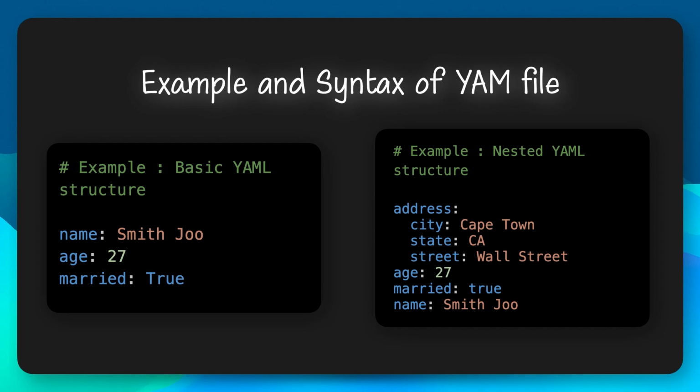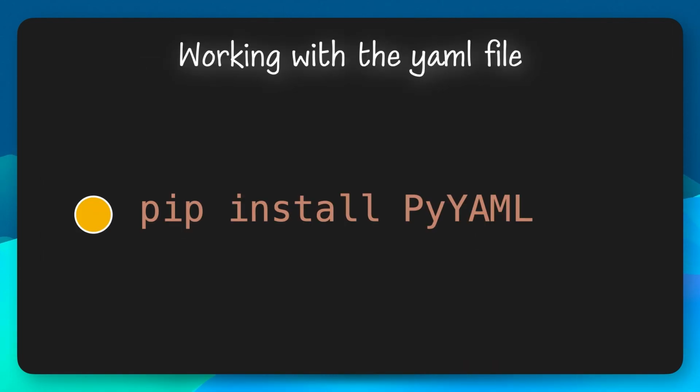On the left hand side, there is a simple YAML structure, and on the right hand side, there is a complex, or we can say a nested YAML structure. Here in the nested YAML structure, there is an indentation rule that is being followed. Here indentation is done with the help of spaces, not with the tab. This thing you have to keep in mind when working with the YAML file in Python. Now let's see how we can work with the YAML file in Python.